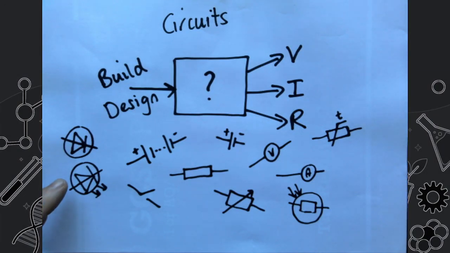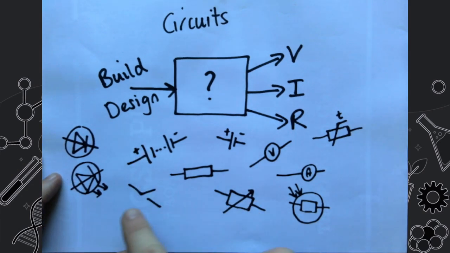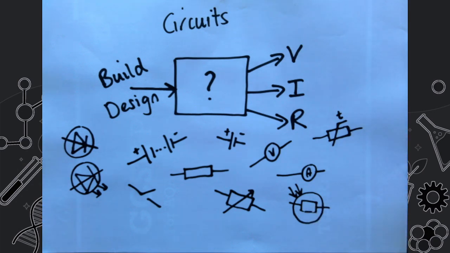Now before we continue, we've got a bunch of symbols here. I kind of made a bit of a mess of the LED. You've got to know these symbols. You draw circuit diagrams with them in straight lines. They've all got a particular function.